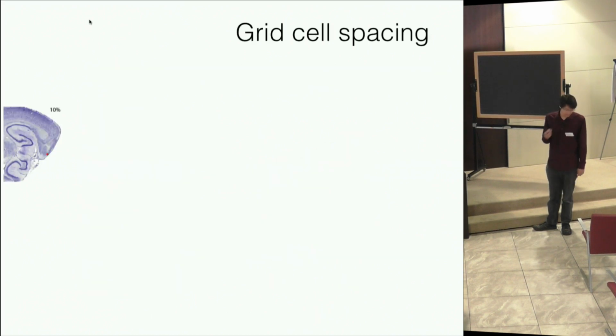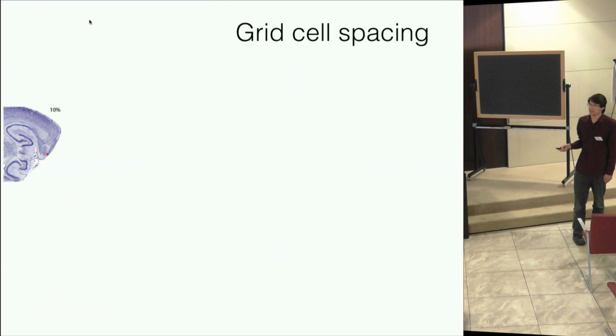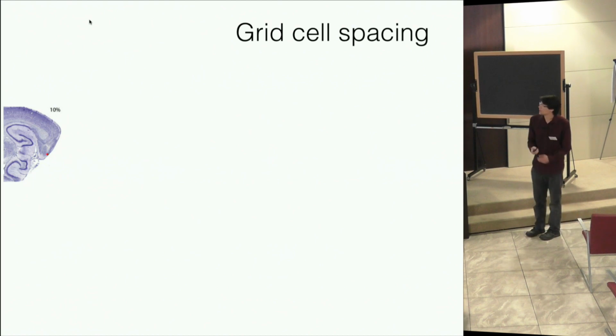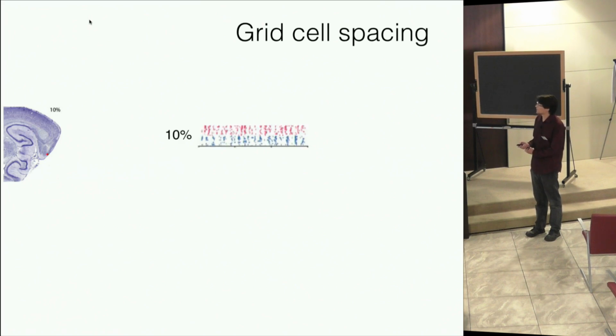Okay, so that is a brief history of the modeling and discovery of all of these different kinds of cells. I want to tell you now about some of the stuff that I've been doing, and in particular with reference to one specific phenomenon, which is to do with gradients in grid cell spacing.